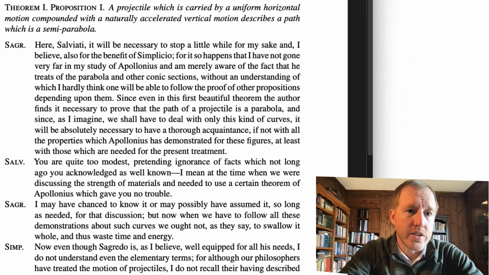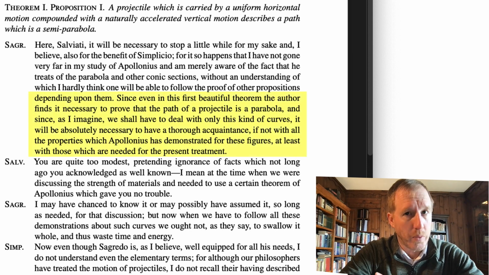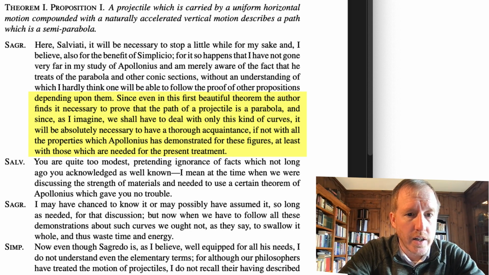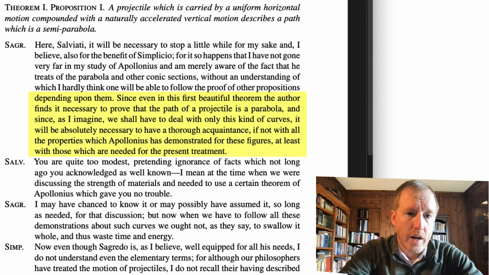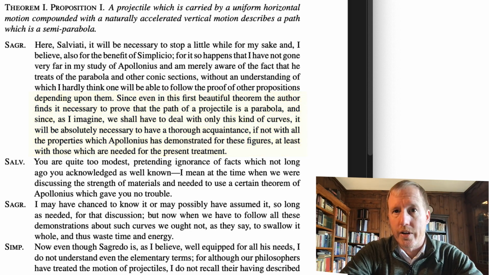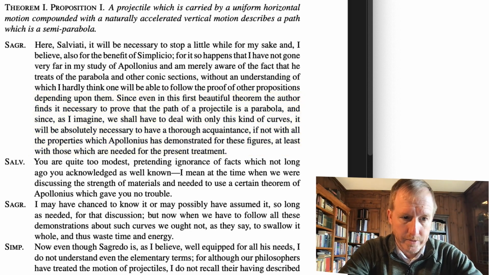He goes on to say, since even in this first beautiful theorem, the one that Galileo just put forward, the author finds it necessary to prove that the path of a projectile is a parabola. And since, as I imagine, we shall have to deal with only this kind of curves, it will be absolutely necessary to have a thorough acquaintance, if not with all the properties which Apollonius has demonstrated for these figures, at least with those which are needed for the present treatment. So we're going to have to remind ourselves what these conic sections are.